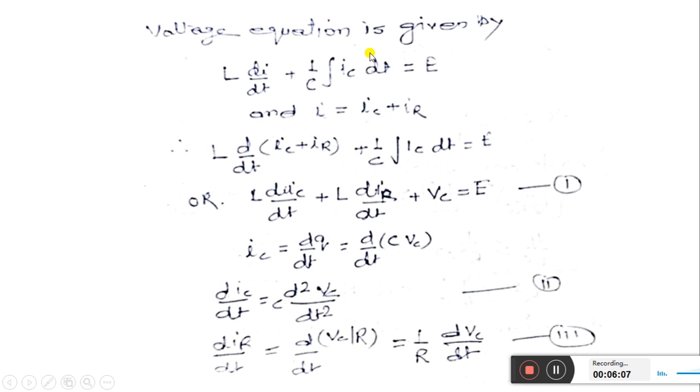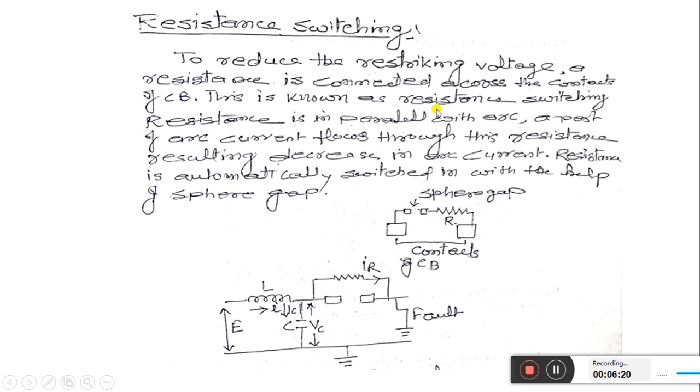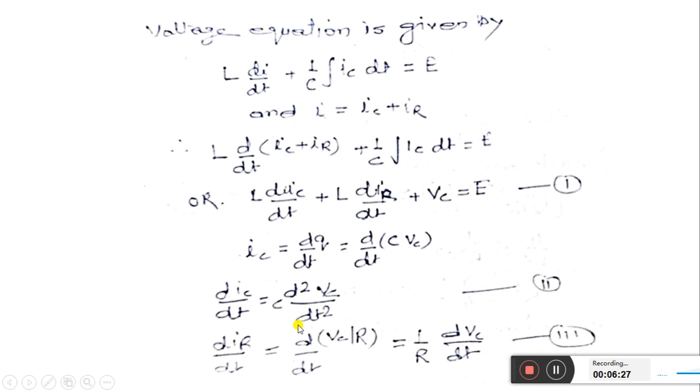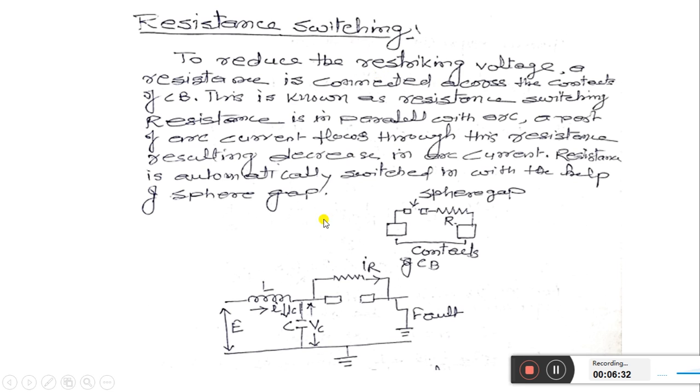We can derive the voltage equation. We can apply the KVL as we have applied in case of the restriking voltage derivation. That is L di/dt plus 1/C ∫IC dt equals E. Here IC is the current flowing across the capacitor C. So L di/dt plus 1/C ∫IC dt equals E.